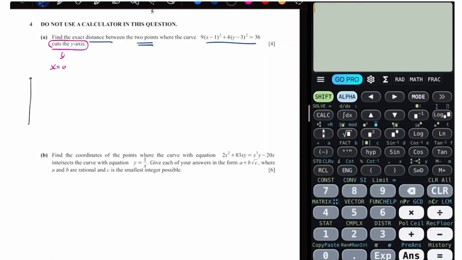Okay, because let's say you have a curve. So these are the exact 2 points where it cuts the y-axis. So x will be equal to 0, regardless, nonetheless.